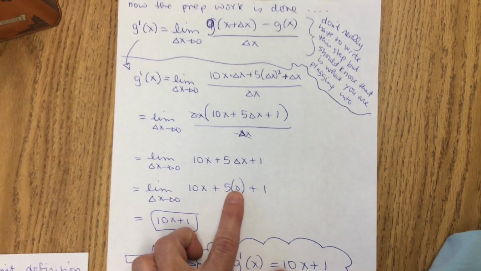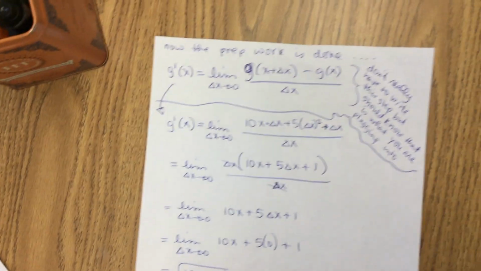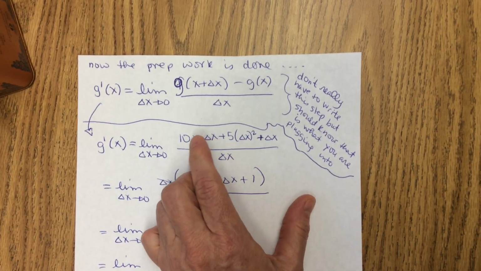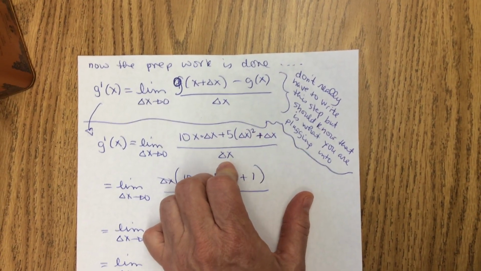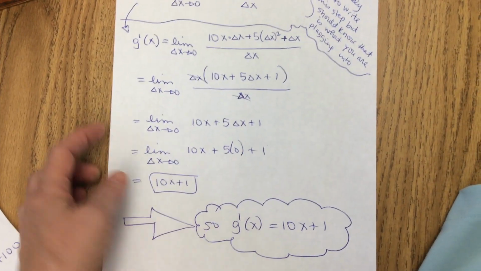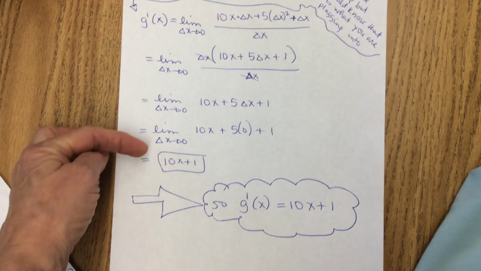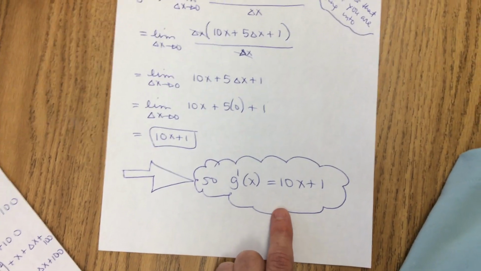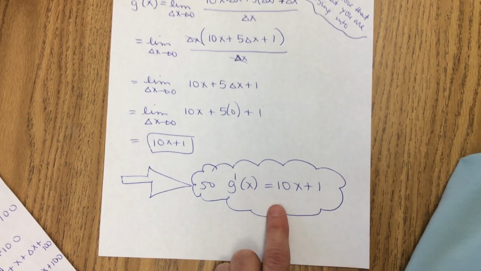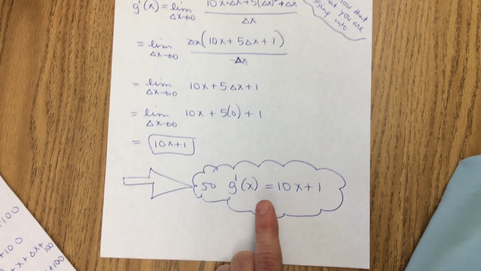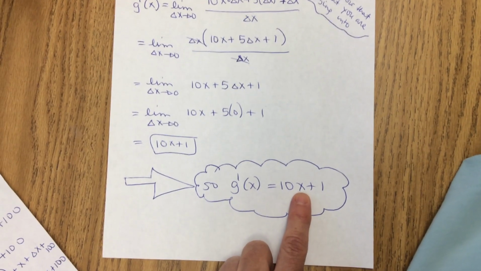As with limits, you're always trying to plug stuff in. I could have tried to plug it in at the beginning, but notice every term has a delta x, so it's going to be 0 over 0. So I just saved myself some ink. So I plug in, I get 0, and that's the derivative. This is an expression for every single slope at every x value.